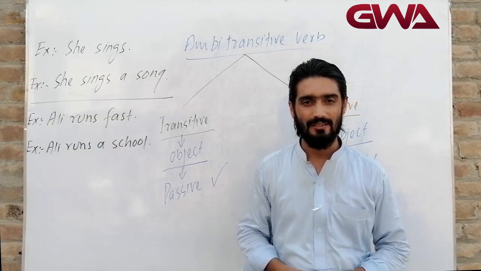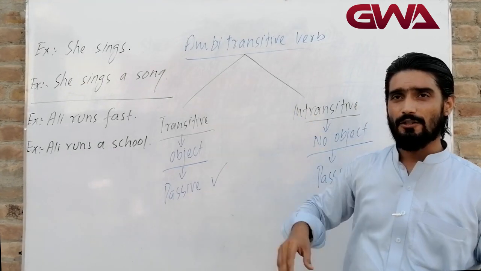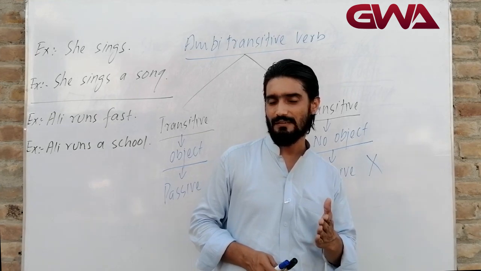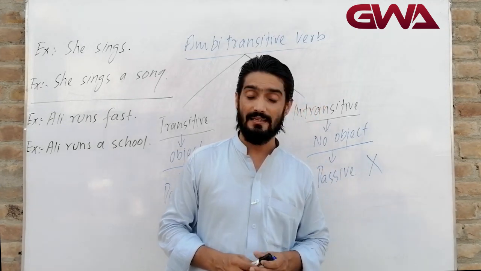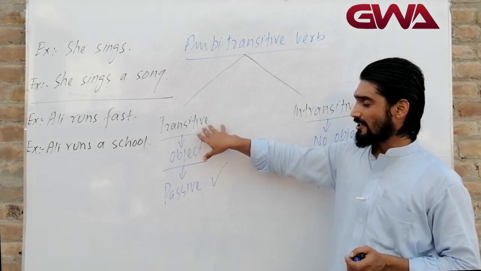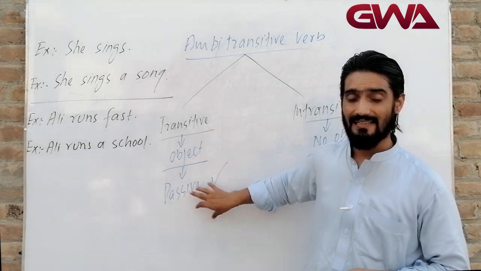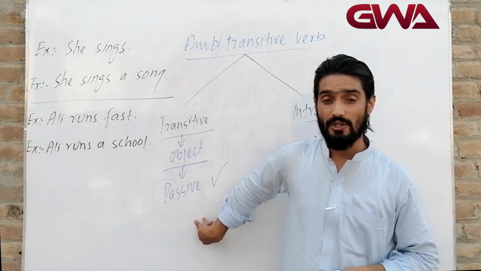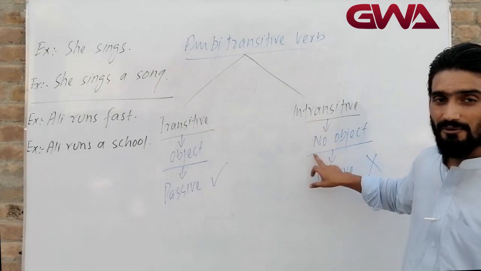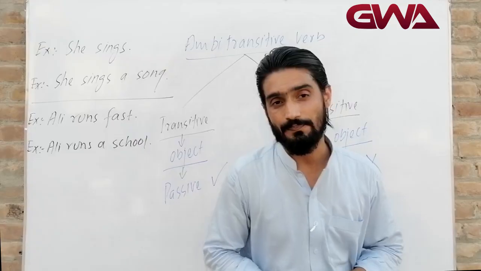The last one is the ambitransitive verb. Ambitransitive verbs can sometimes function as transitive and sometimes as intransitive. It functions as transitive when there is an object, and in this case, passive voice is possible. But when there is no object, passive voice is not possible.